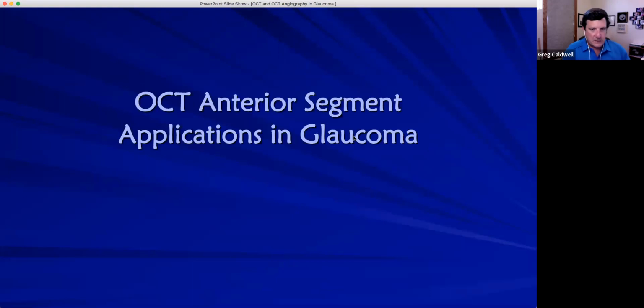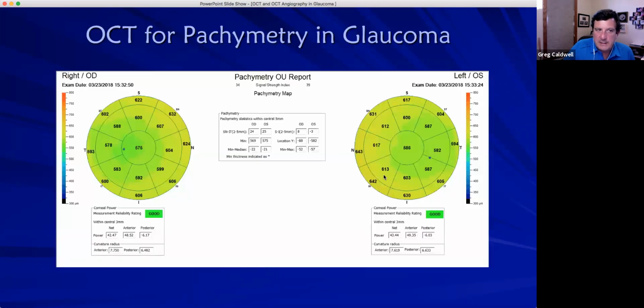So when it comes to OCT and glaucoma, I go to a lot of lectures, sit through a lot of lectures, and we always talk about ganglion cell and nerve fiber layer and progression analysis. I think we do lose a little bit of the capability of using OCT for the anterior segment in glaucoma. So I just kind of wanted to touch on that tonight.